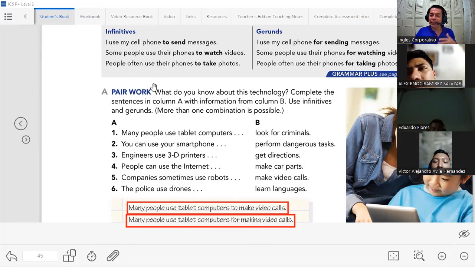Eduardo, if you like chocolate or vanilla, if you say, I want vanilla, no problem. No, I want chocolate, no problem. You can use infinitives or you can use gerunds. The same. Understand? Okay. So anytime you want to use gerunds, okay. No, I want to use gerunds. Okay, no problem, right? Sure.